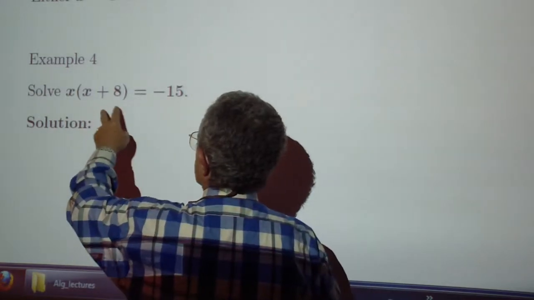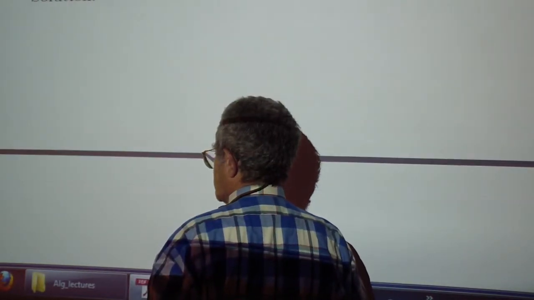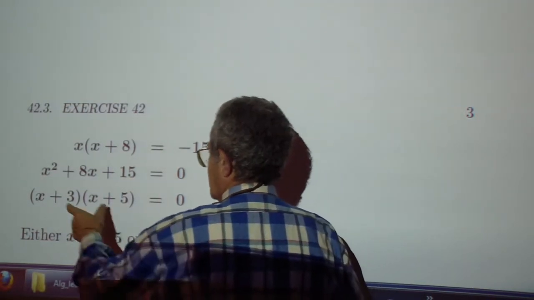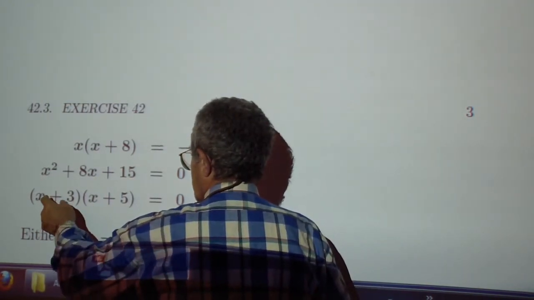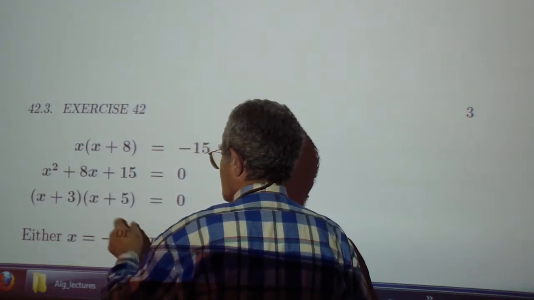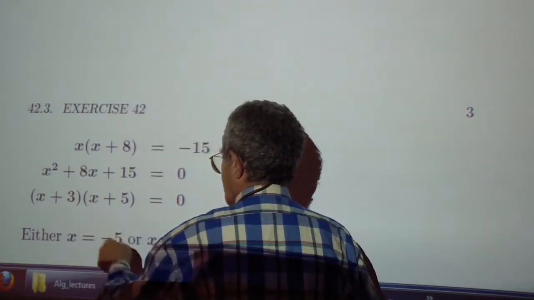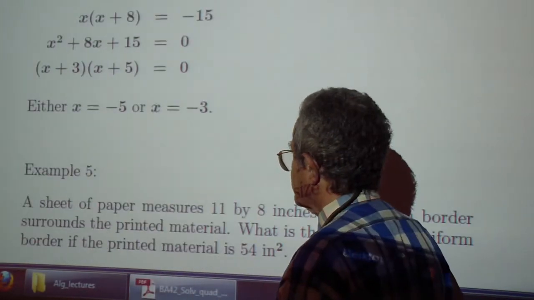Factor x times x plus 8, which is negative 15. First add 15 to both sides. Factor the left side: x plus 3 is 0, x plus 5 is 0. So x is either negative 3 or x is negative 5.